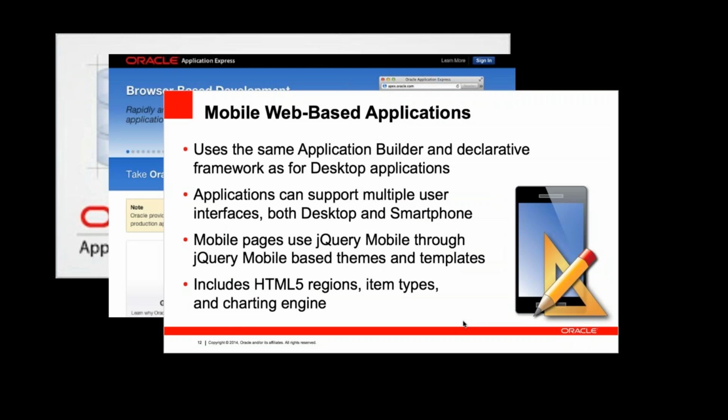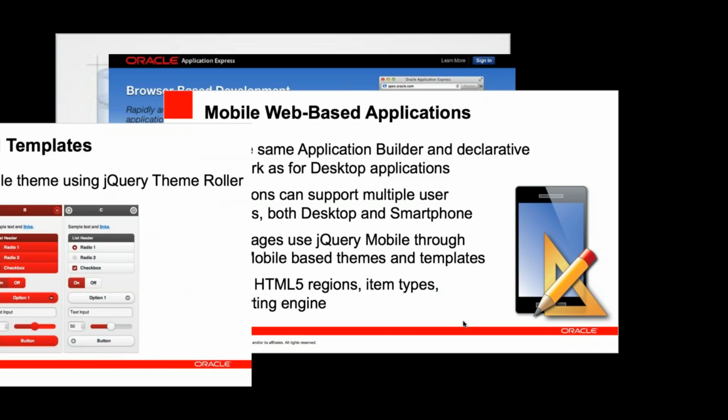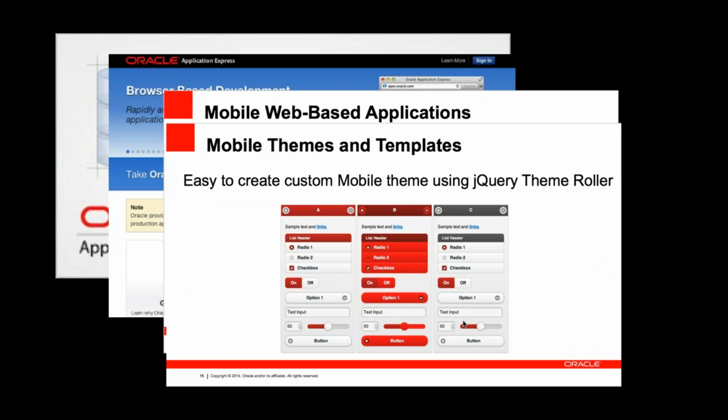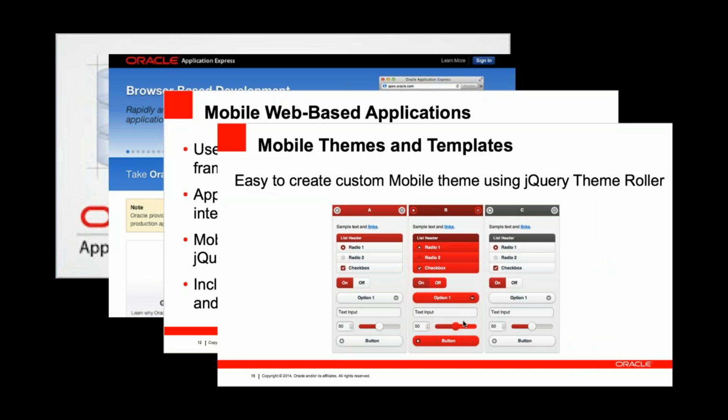And we had this slide, this is from our new feature slide, and we said, hey, you can build mobile web-based applications, the same application builder, the same declarative frameworks. We're using jQuery Mobile. It has all the HTML5 region types, item types, and so on. You have a Theme Roller, right? With jQuery Mobile, you could customize your look and feel.